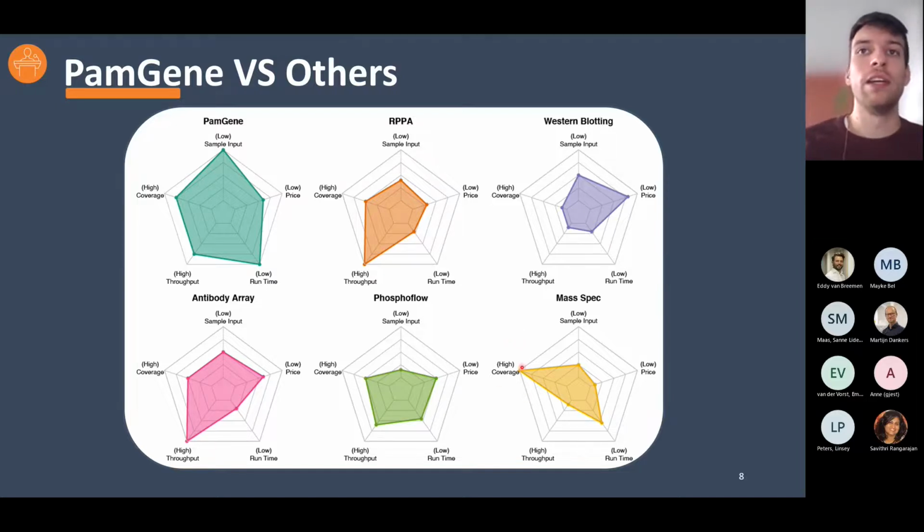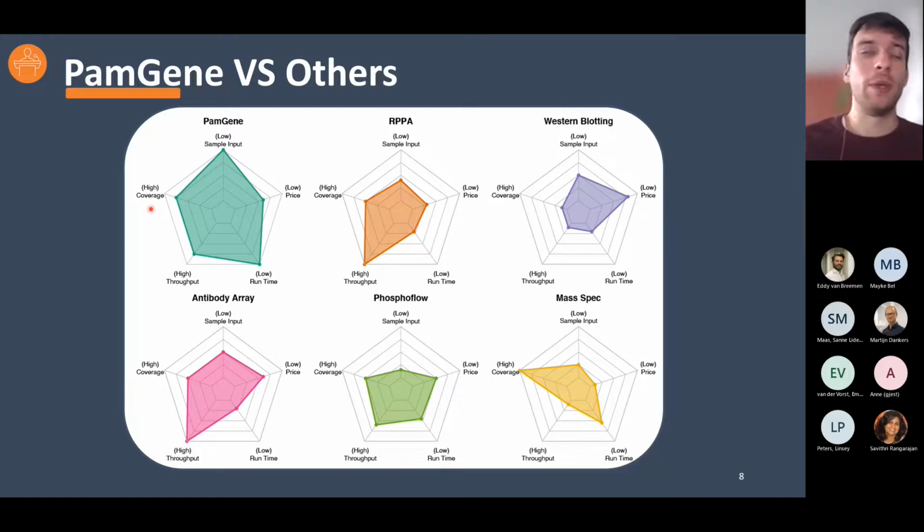However, mass spec does have the highest coverage of all technologies that we compare here, because of course mass spec can essentially measure each phosphosite that is available in the phosphoproteome, while we can only cover about 377 kinases out of the 530, I believe, off the top of my head. However, this number is constantly improving. With every iteration of our bioinformatics toolbox, this coverage number increases.